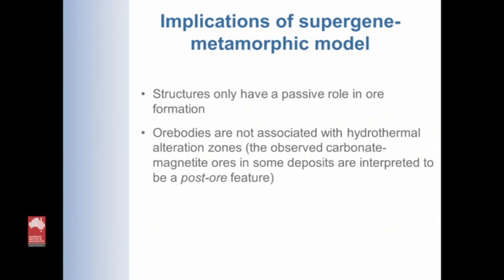Now the implication of this type is that the structures actually have a passive role. We don't really need structures in this situation. We just need the deep convection of near-surface fluids to form our original supergene upgrade, and then its transition to the surface. And importantly, hydrothermal alteration zones are not integral to this type of deposit. So we're not really expecting to see a big alteration footprint associated with our ore systems.